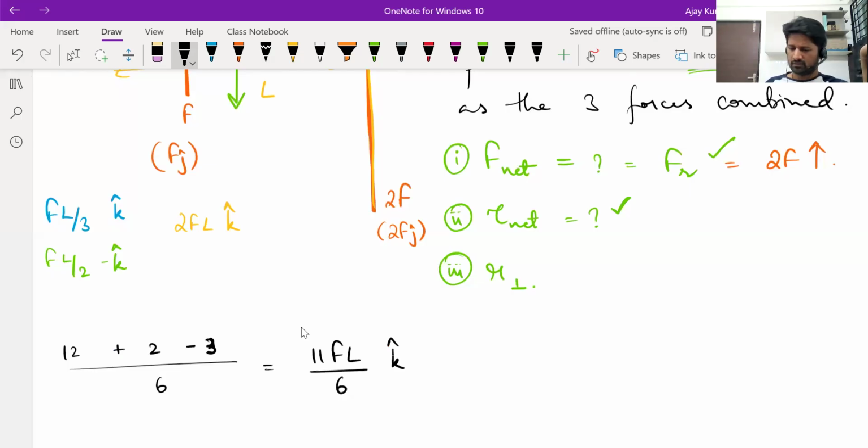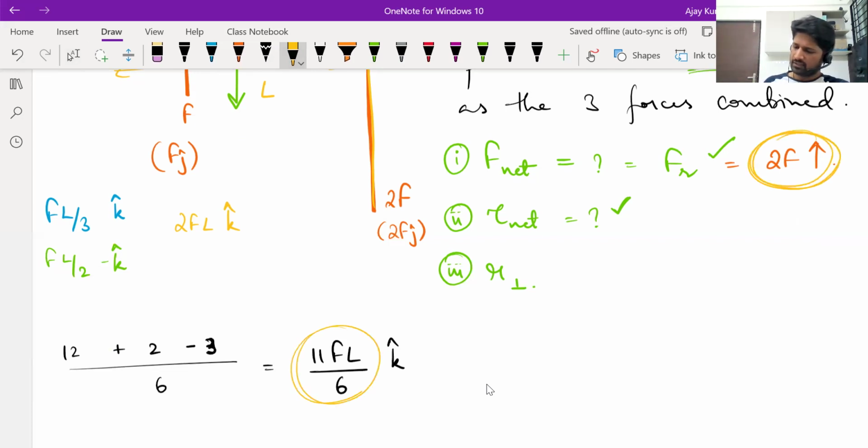Aishwarya, is this what you said? Sir, no, sir. Okay, check your calculation once, but I think it should be this. Okay, 2 plus 12, 14 minus 3. Yeah. Vanilla, is this the torque that you got? Yes, sir. Okay, fine. So we know the net force is 2F.